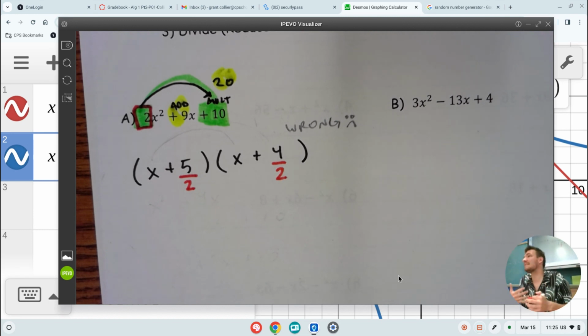Now sometimes you're going to get a perfect, nice, easy number. Sometimes you're going to get a fraction. And so here's what you're going to do in both cases. Please make sure you're paying attention to me and not distracted by something.